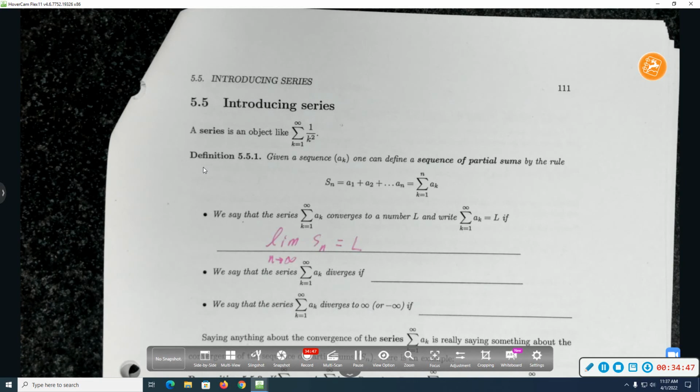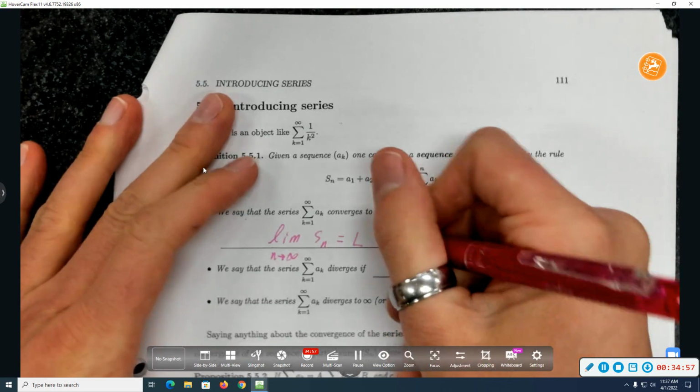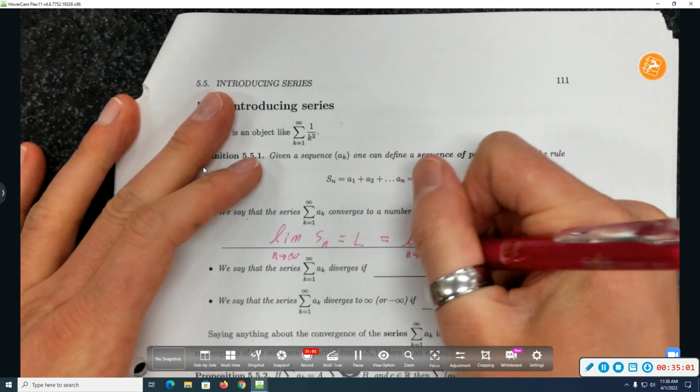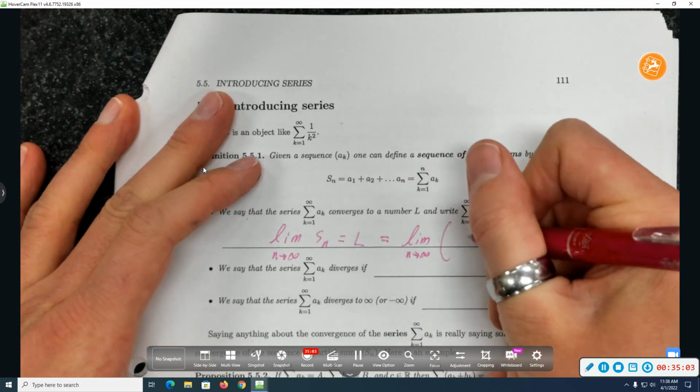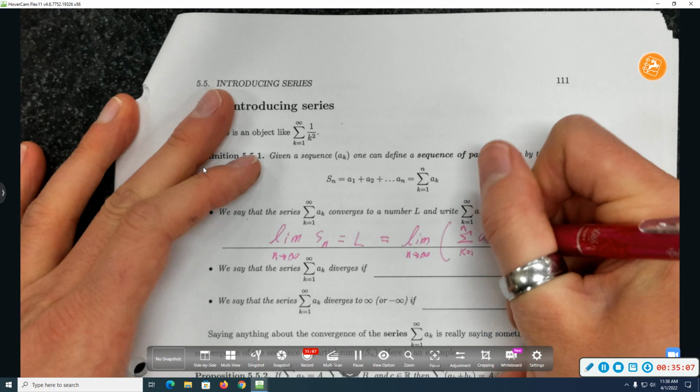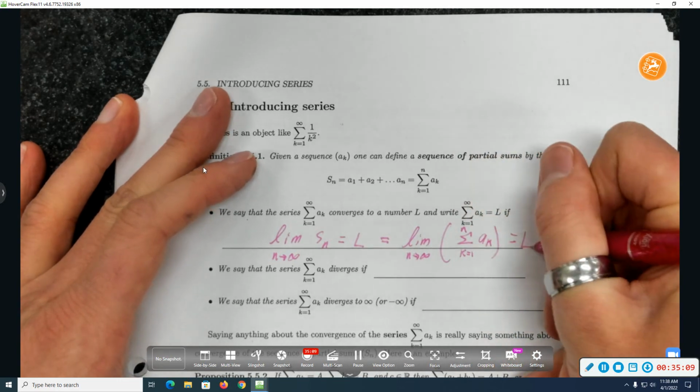Yeah, which of course it has to be, right? Otherwise, you wouldn't be adding up all the terms of the sequence. You would be just seeing where the terms of the sequence go. So, if you want to unpackage notation more, that's the same as the limit as n goes to infinity of the sum from k equals 1 to n of a_k equals L.